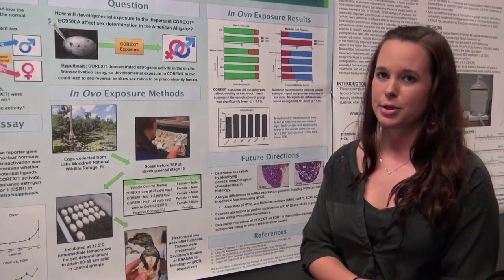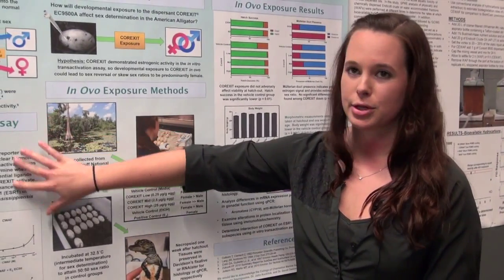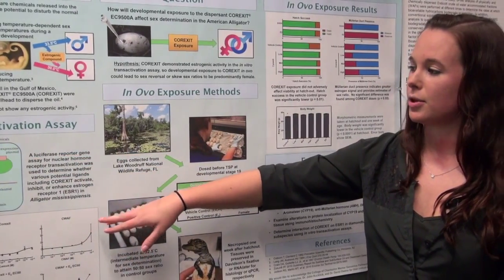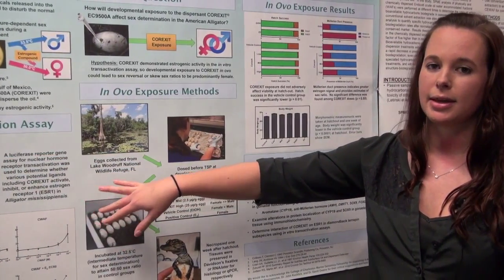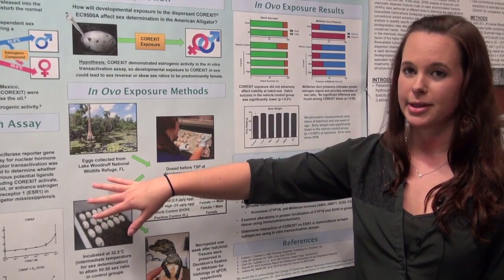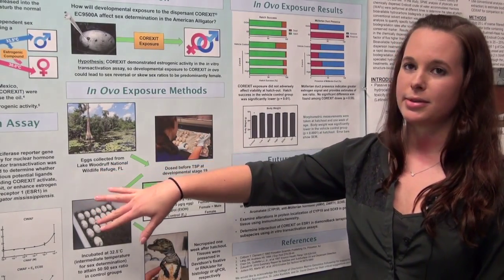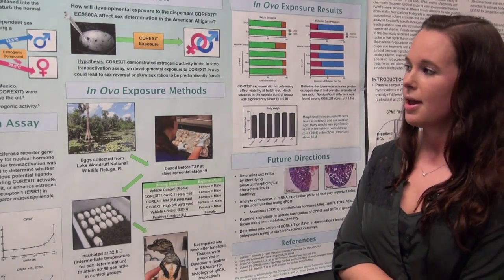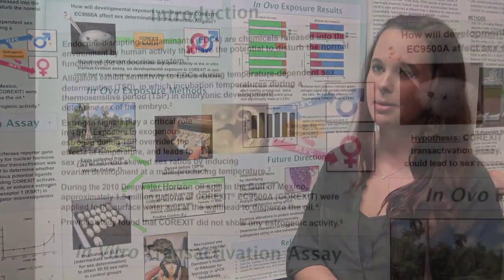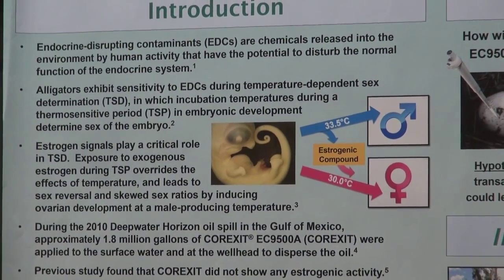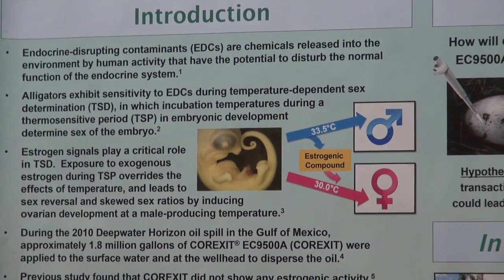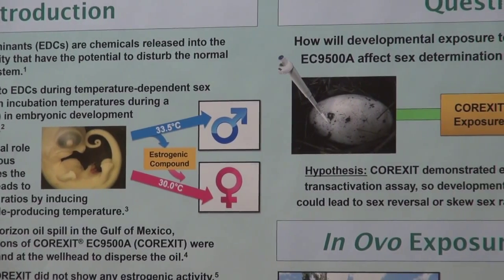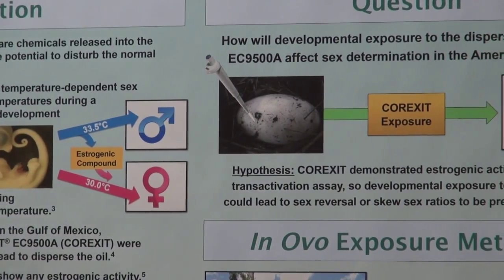And I'm answering this question both using transactivation assays, which the method is shown here and some of my results, to look at it in vitro, but also using the American alligator as a model system. The reason that we use alligators is because of their temperature-dependent sex determination system. So their sex is determined by temperature, but it's also strongly influenced. If the eggs are exposed to an estrogenic compound, you will have sex reversal, or the sex ratios will be skewed towards females, even at that male-producing temperature.